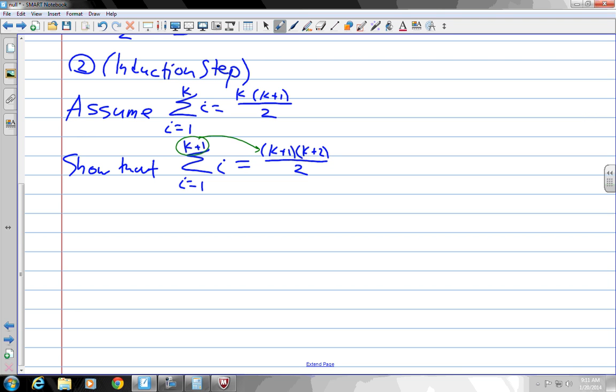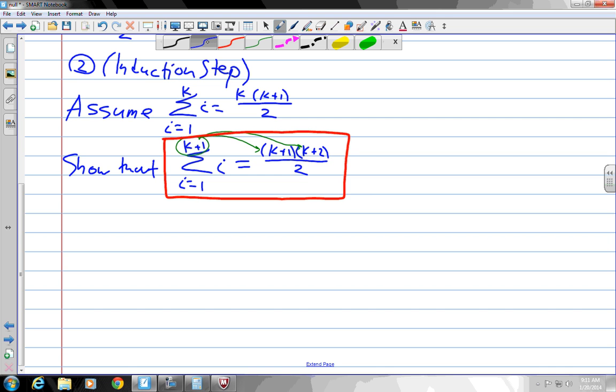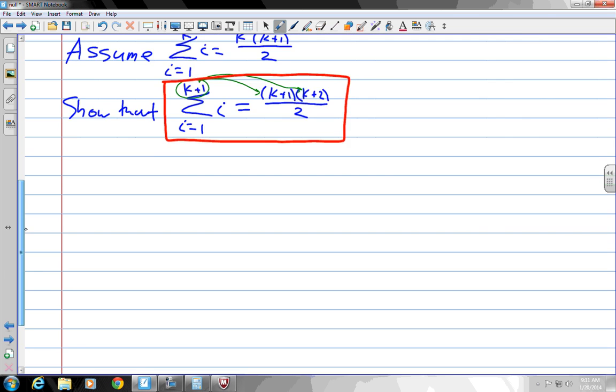Somehow, I need to show this statement. So I'm going to do some mathematics here. I need to show that this equals that, assuming that the sum up to k actually works. So this is how we're going to write it out. And this is not the unique process. It just depends on the problem.